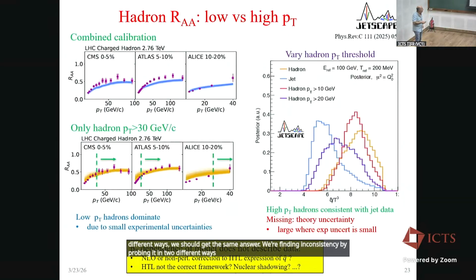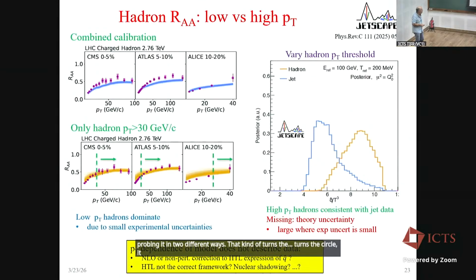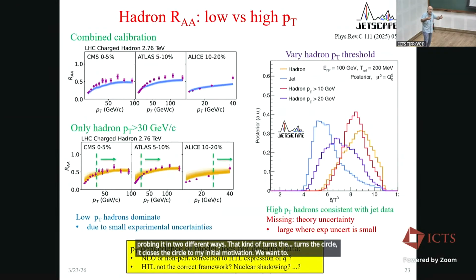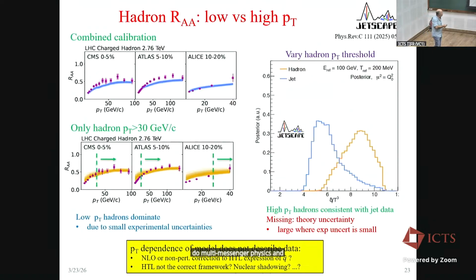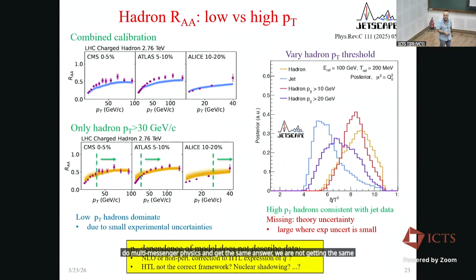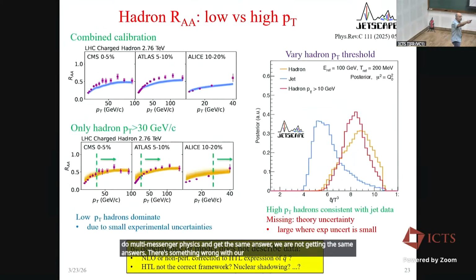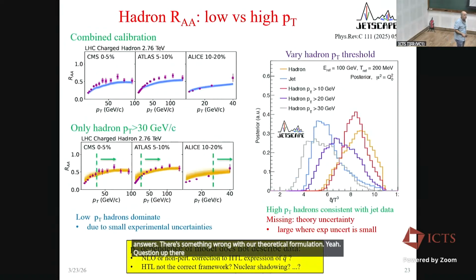That kind of turns the circle, it closes the circle to my initial motivation. We want to do multi-messenger physics and get the same answer. We are not getting the same answers. There's something wrong with our theoretical formulation. Yeah, question up there.